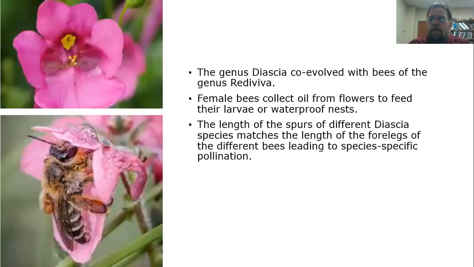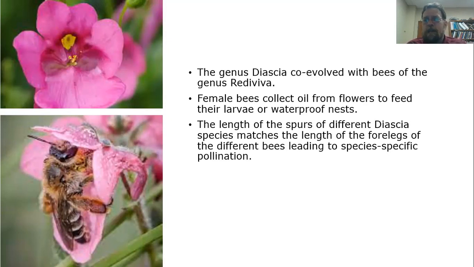Another interesting group or interesting genus in this family is the genus Diascia. And the genus has actually evolved specifically with one genus of bees, the Rediviva bees. And they are very specific for pollination by these particular bees. And generally one species or a narrow number of species of bees are capable of pollinating those flowers.